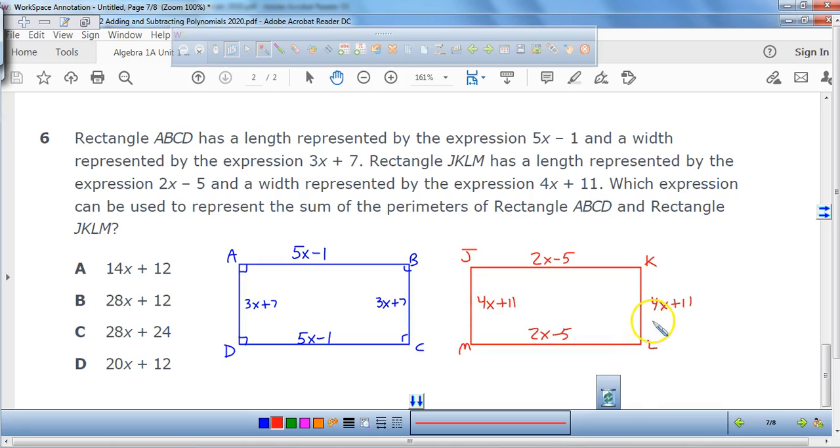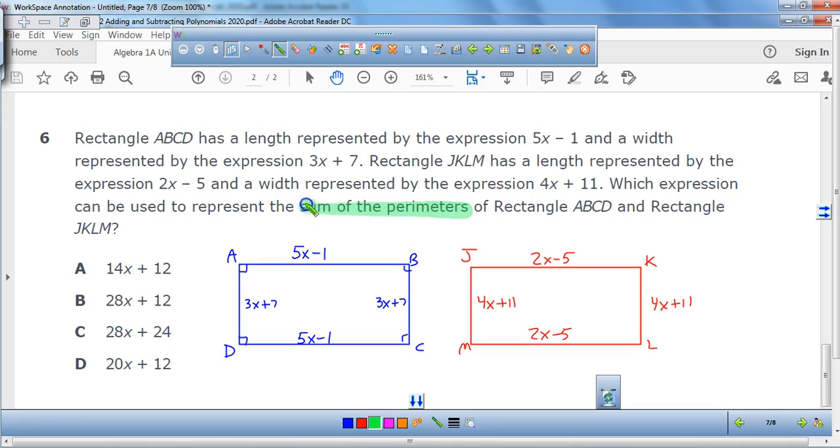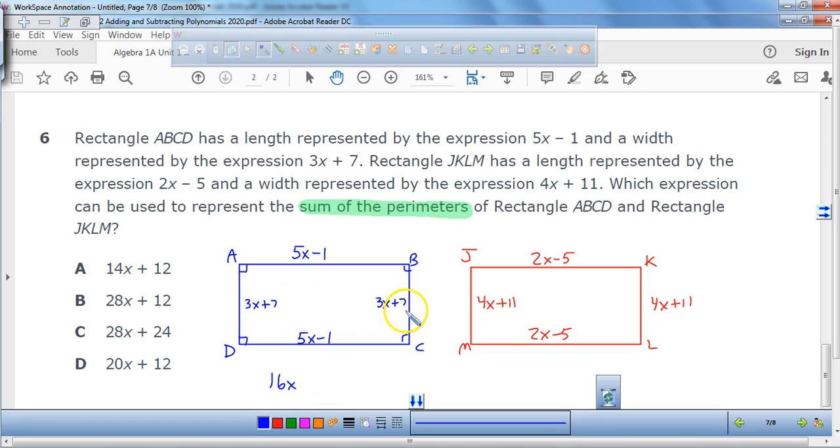Okay, so now it says which expression can be used to represent the sum of the perimeters. Well, what does it mean to have the sum of the perimeters of both rectangles? It means you've got to add everything up, going all the way around both rectangles. So let's add all our x's together. Got 5 and 5, which are 10. 3 and 3, which is 6. That's a total of 16x. Got 7 and 7, which is 14.